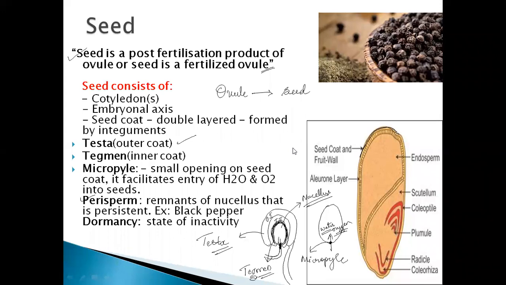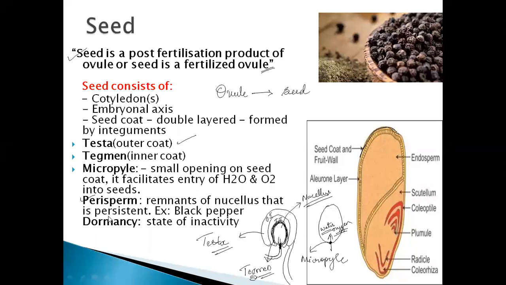In that, one option will be paddy seed, one option will be black pepper, one option will be wheat, or another option will be something else. Then the answer for this is black pepper. Black pepper has the remnants of nucellus. So perisperm is nothing but remnants of nucellus, and the example is black pepper. Okay, so this is about the perisperm.